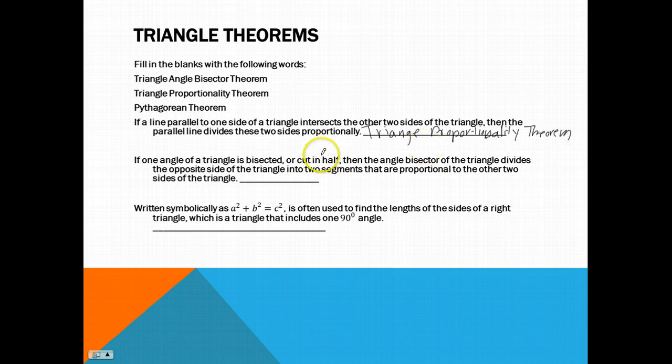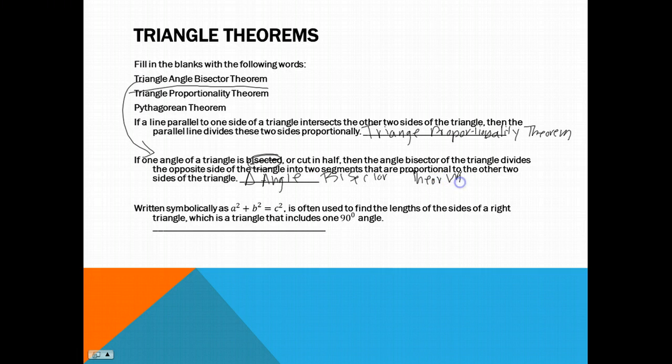And then we have, if one angle of a triangle is bisected or cut in half, then the angle bisector of the triangle divides the opposite side of the triangle into 2 segments that are proportional to the other 2 sides of the triangle. Keep in mind, since an angle is bisected, this is going to be the triangle bisector theorem, or triangle angle bisector theorem, sort of a mouthful to say.